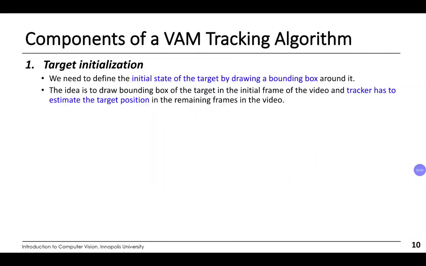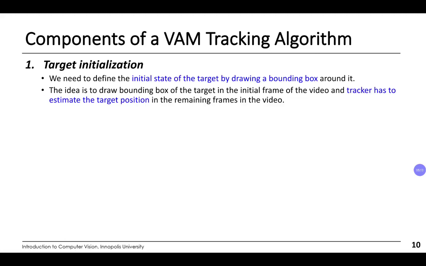Now let's move towards the visual appearance based model components. The very first component is target initialization. In target initialization, we need to initialize the state of the target by drawing a bounding box around it. It means that if you are going to track any object inside the video sequence, we first need to draw a bounding box around the object. It's not necessary that a human draws this bounding box. It is also possible that some automatic system can draw it.